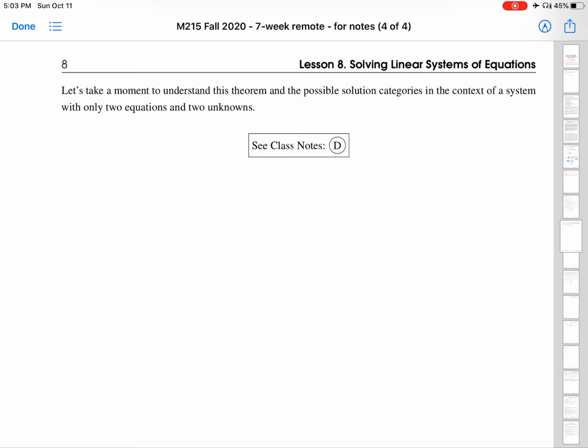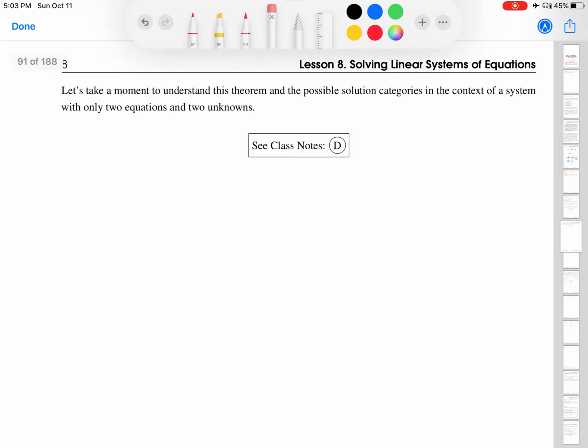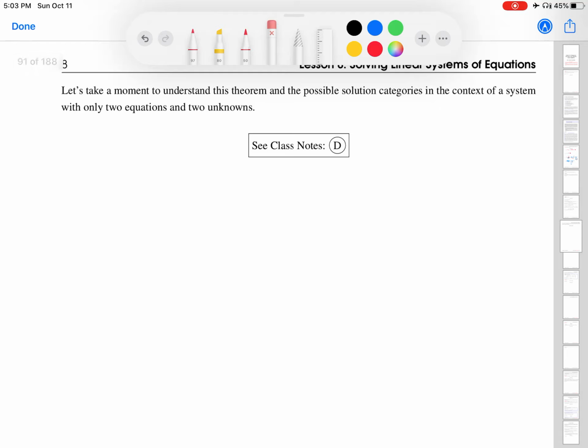Hi, this is Professor Fernandez, and we are talking about class notes D in lesson 8 here. This class notes is about understanding the possible solution categories in the case of a linear system with only two equations and two unknowns.